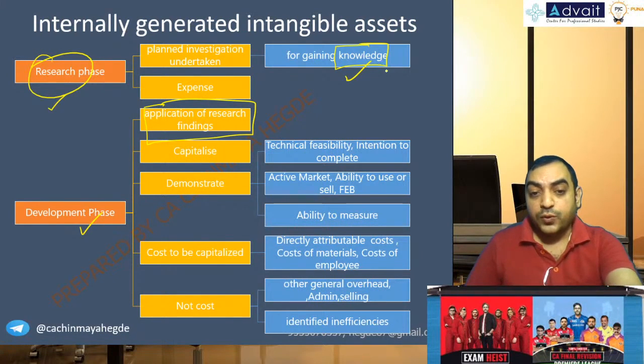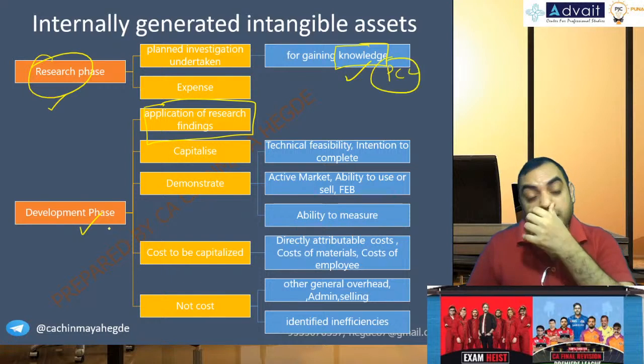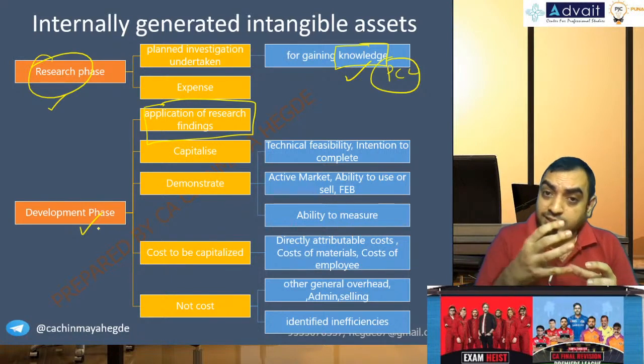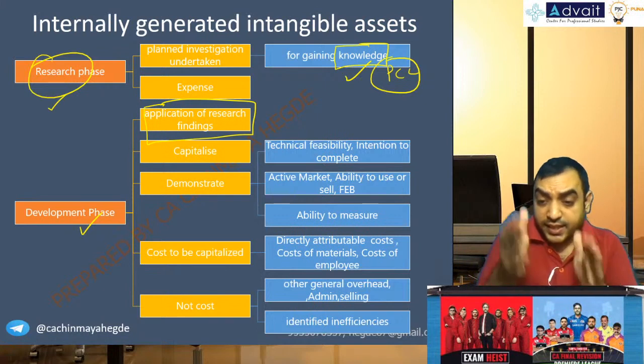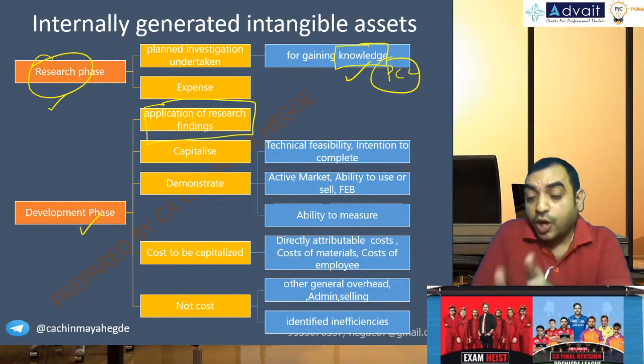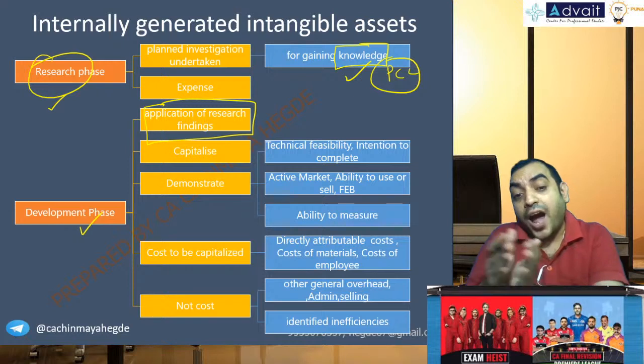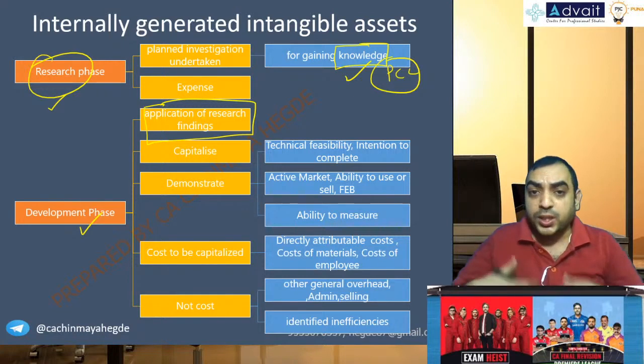In such a case, it will be transferred to the P&L account. Development stage means your study is over, the result is there, you know that okay, now this works, and now after this works you need to do some more activities.